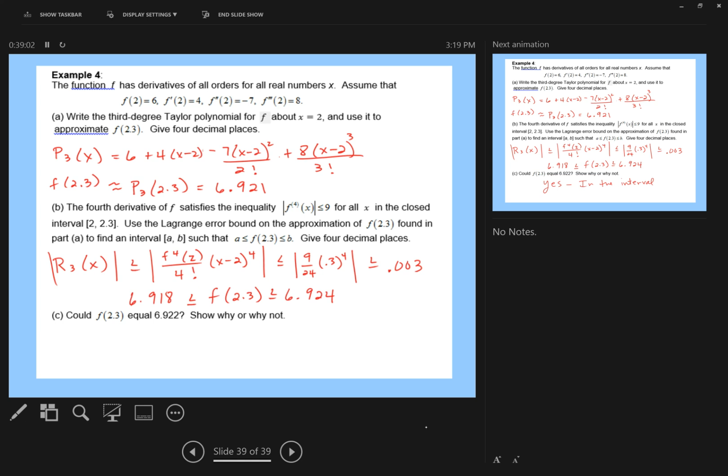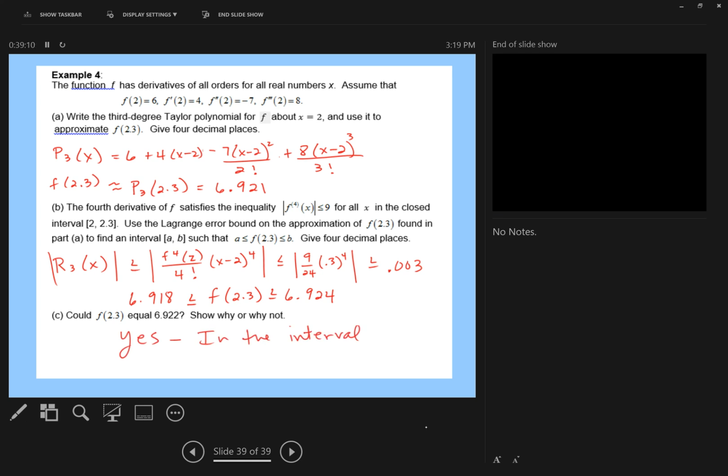Could f of 2.3 be 6.922? Yes. How do you know that? Because it's in the interval.